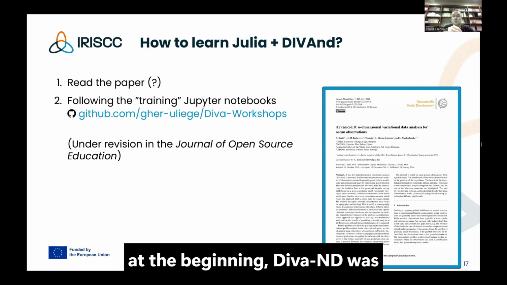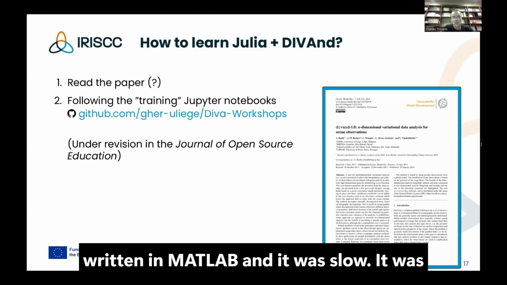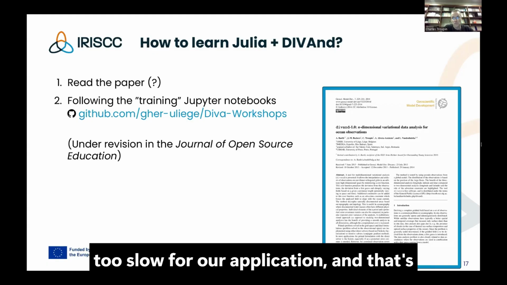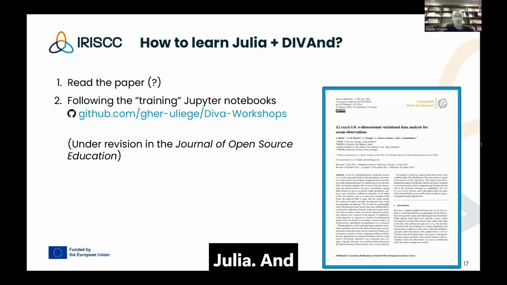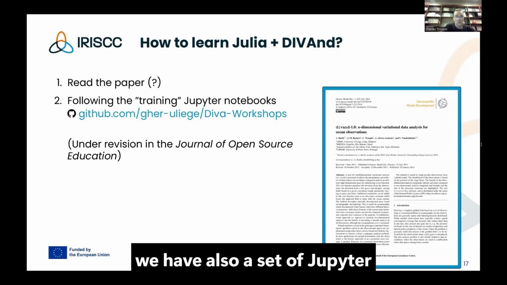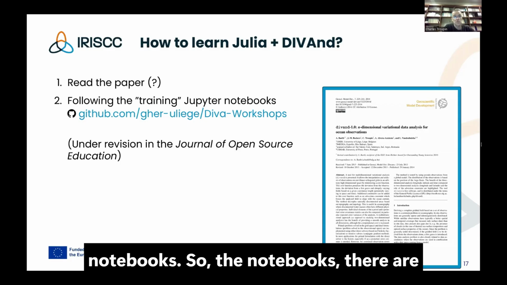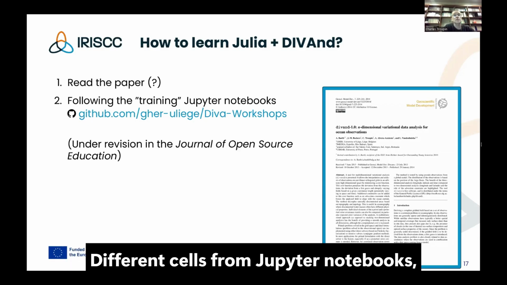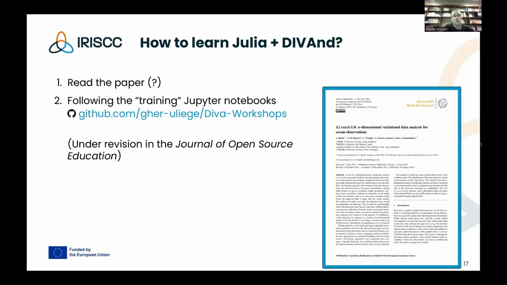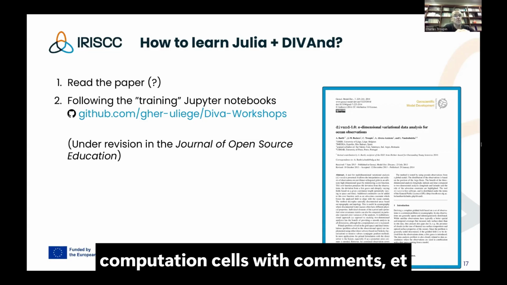So you need to know that at the beginning, DIVA-ND was written in MATLAB, and it was slow. It was too slow for our application, and that's why we switched from MATLAB to Julia. And we also have a set of Jupyter notebooks. The notebooks are computing environments where you can use different cells. So in the Jupyter notebooks, you have cells with computation, cells with comments, etc.